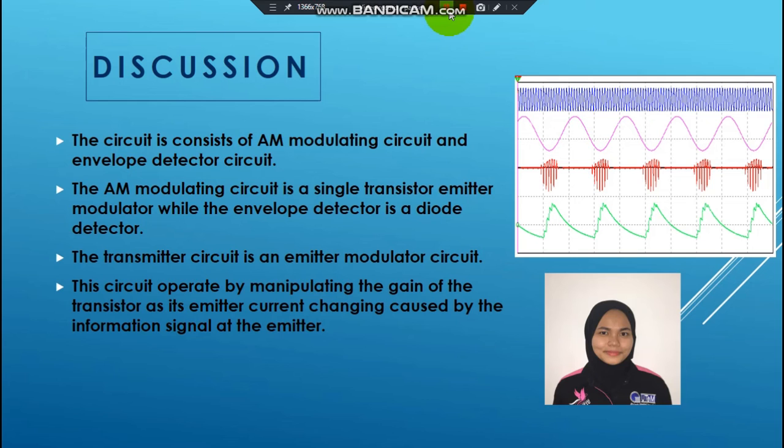This circuit operates by manipulating the gain of the transistor as its emitter current changes, caused by the information signal at the emitter.